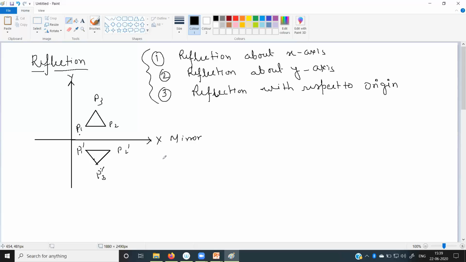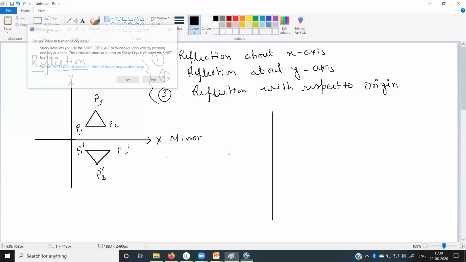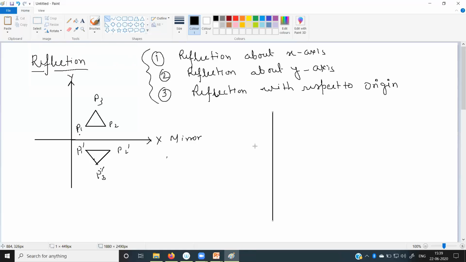This first image which I drew over here shows you the reflection of the object with respect to the x-axis. Similarly, if I want to reflect with respect to the y-axis, it will be something like that. So this is our y-axis, and this is our x-axis.